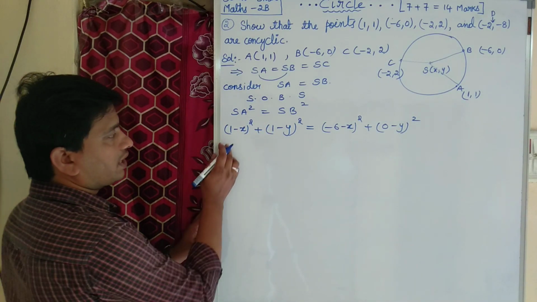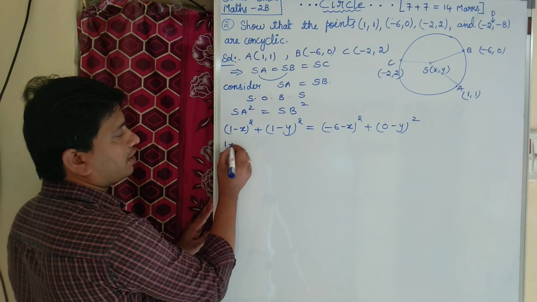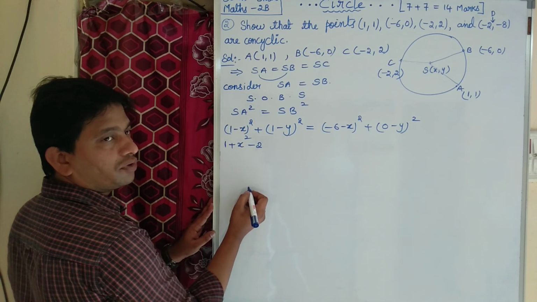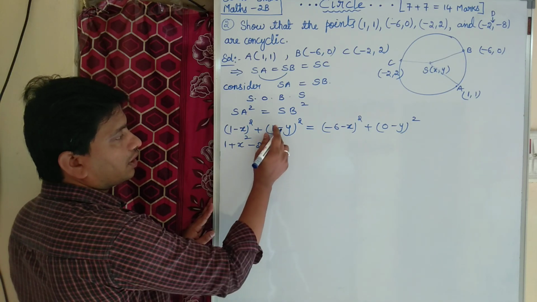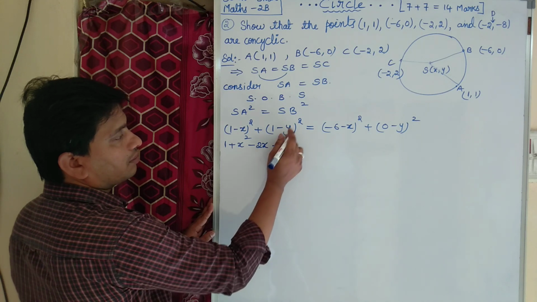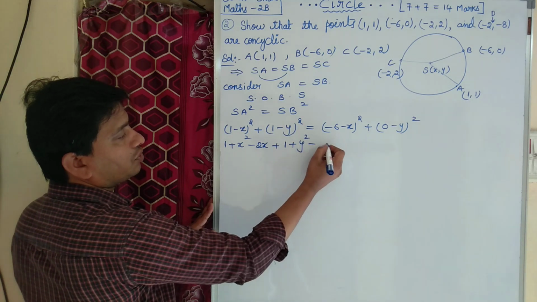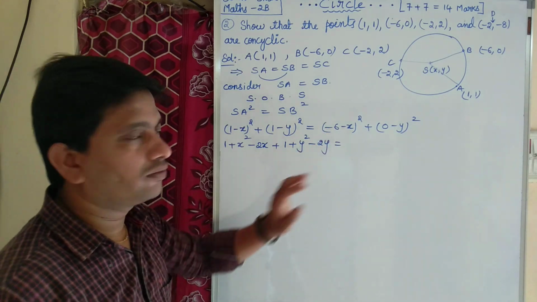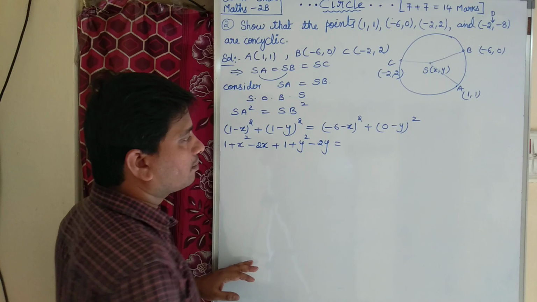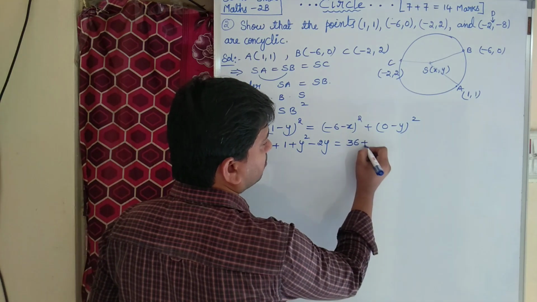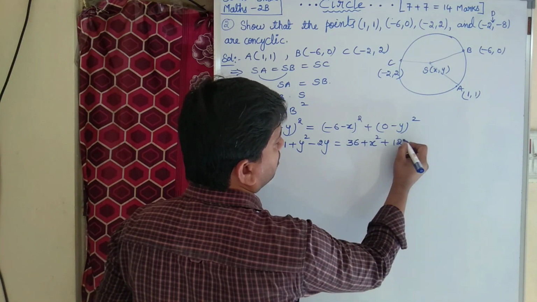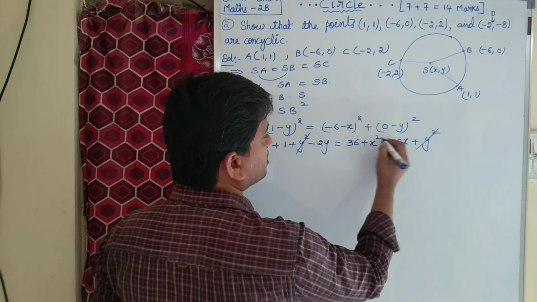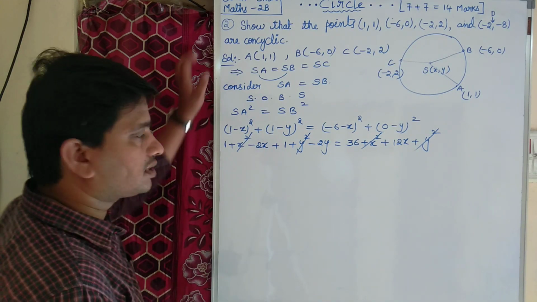So (A minus B) whole square: 1 square, plus B square. I mean x square minus 2 into 1 into x, that is 2x. Then 1 square, 1, y square minus 2 into 1 into y, 2y. Here both are negative, so we need to use the (A plus B) whole square formula. Minus 6, I mean 6 square, that is 36, plus x square plus 2 into 6, that is 12x. Then 0 minus y whole square, nothing but y square. Y square cancels, x square cancels.